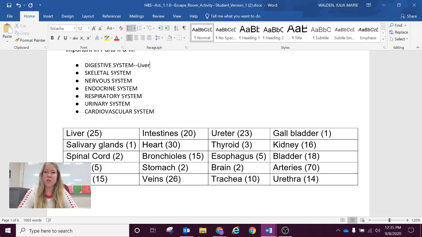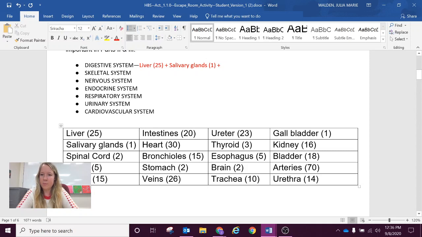What I would recommend is you can just write your answers right in here. And it's nice to write the number next to it too, because it's going to come in handy when you have to add up those numbers at the end. The other thing I like to do is change the color of the font for my work so that it stands out from the rest of the assignment. So liver is 25 points. The salivary glands produce saliva in your mouth, and they're also responsible for digestion. So I'm going to put salivary glands, and that is worth 1 point.